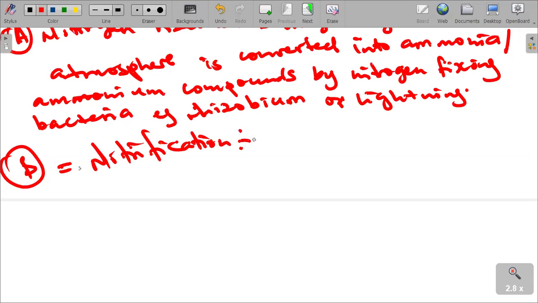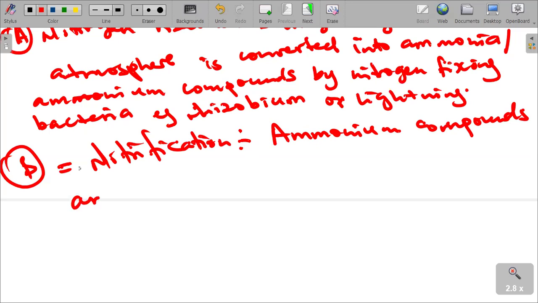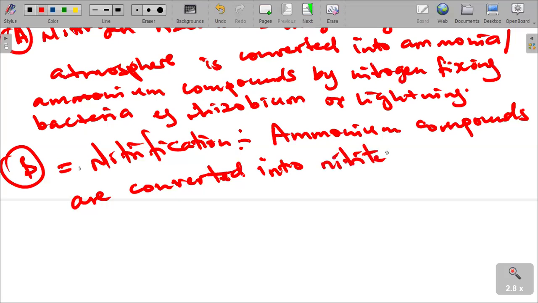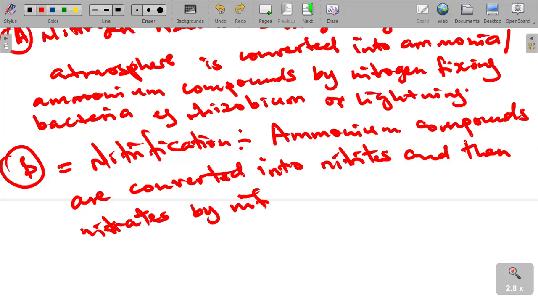It is representing nitrification, where ammonium compounds are converted into nitrites and then nitrates. This is done by nitrifying bacteria.